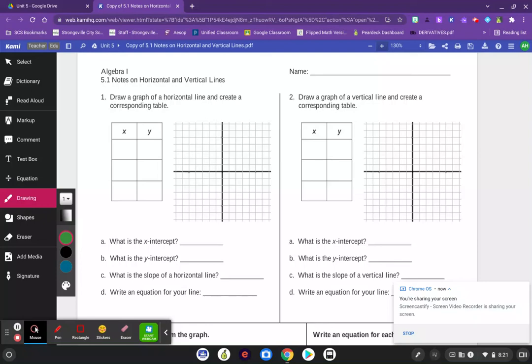Hassler here. I'm going to do some of the notes for 5.1 on horizontal and vertical lines. So please follow along, and if you have questions, ask your teacher.